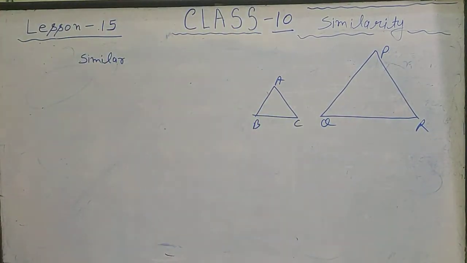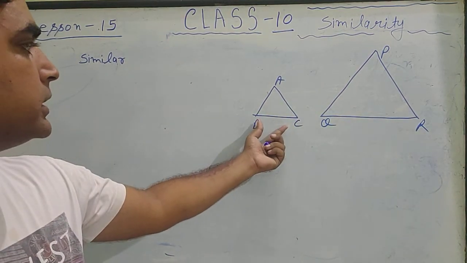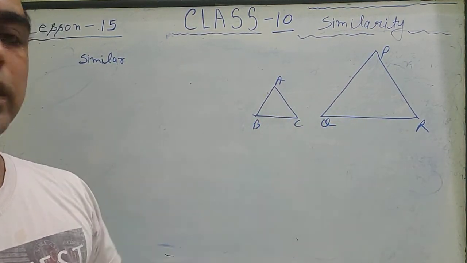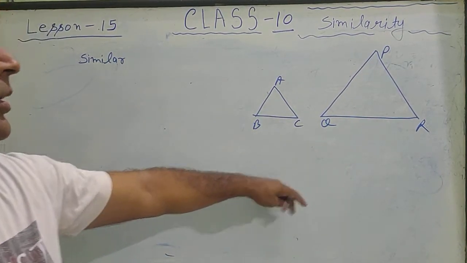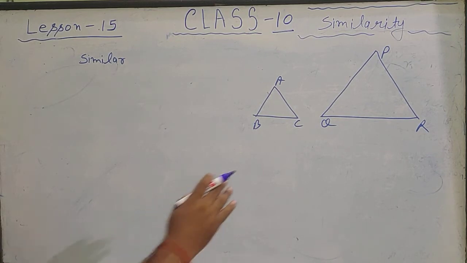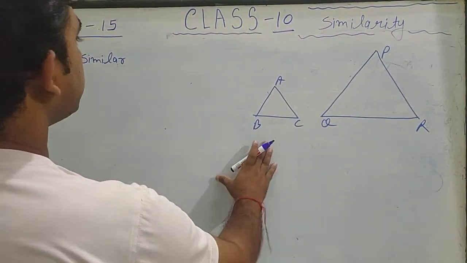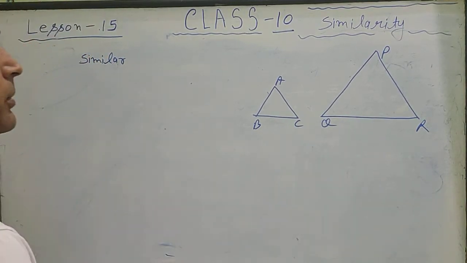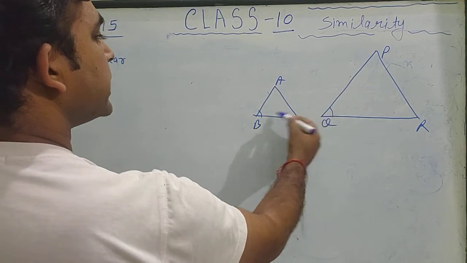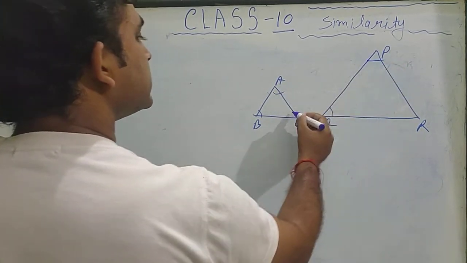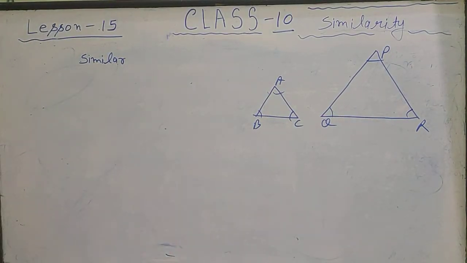If two triangles have the same shape, means एक जैसे दिख रहा है. This triangle and this triangle both are looking the same, so that's why they are similar triangles. Similar triangle means angles should be same. This angle is equal to this angle, this angle is equal to this angle, this angle is equal to this angle. That's why the triangles are in the same shape.